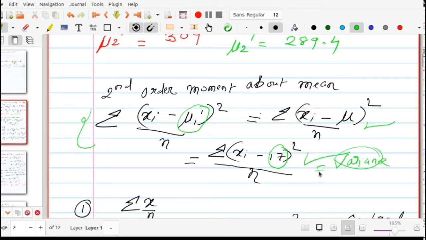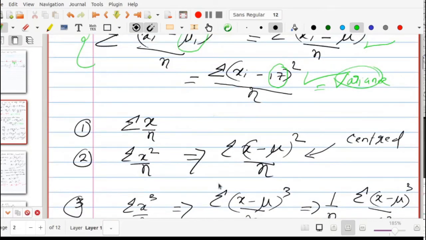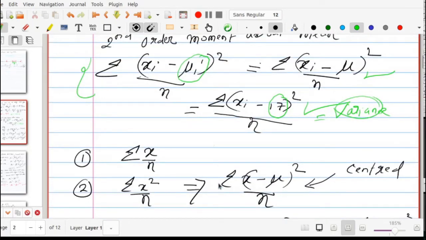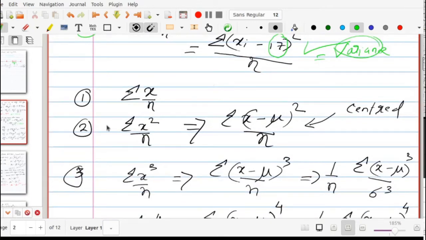So expectation is linked to variance, we will see later on. So this is important to understand. The second order moment about the mean, which is also known as the second order central moment, is actually the variance. Similarly, this is also called centred. Commonly, if you encounter this term in statistics, this is about the second order moment.